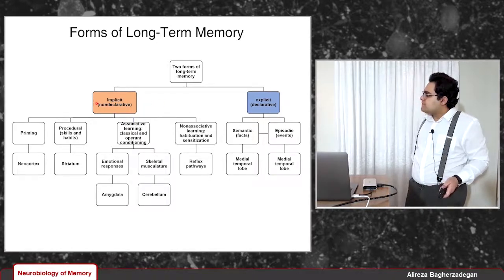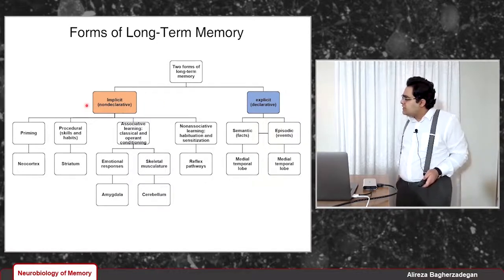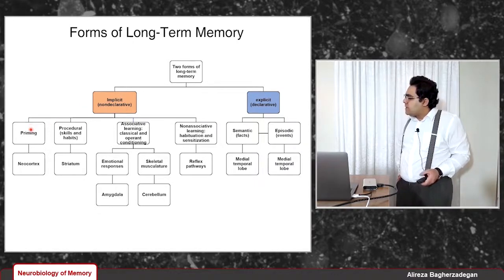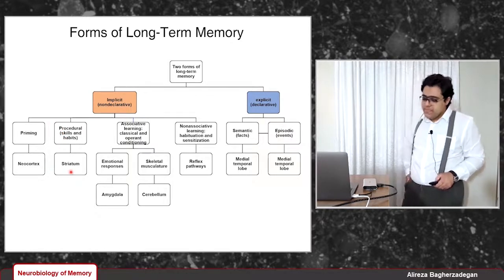Now, the subforms or subtypes of implicit long-term memory. Quick note: I'm not going to explain all of them. For example, priming, controlled by the neocortex. Procedural memories, memories related to our skills and habits, which are controlled by the striatum.